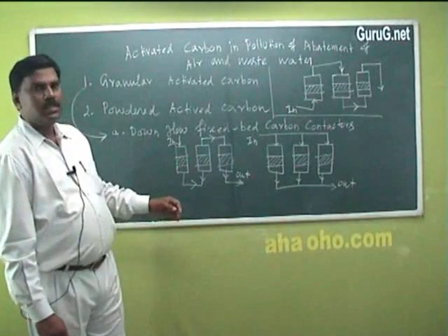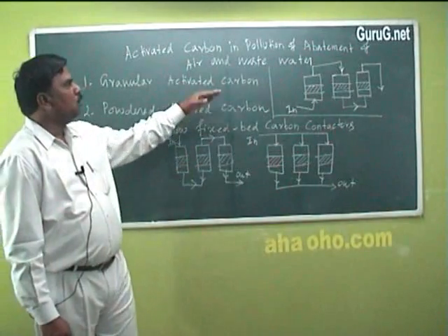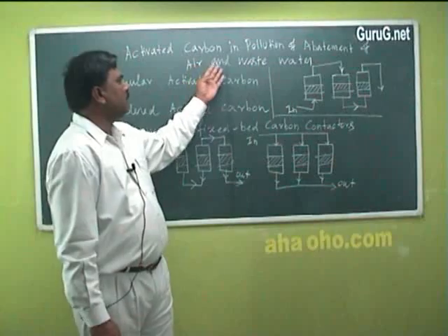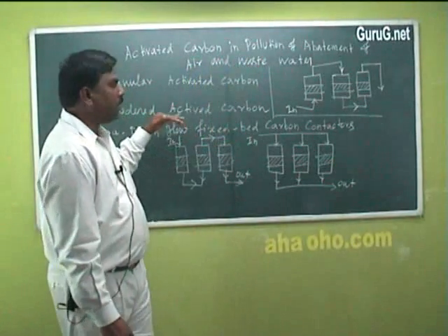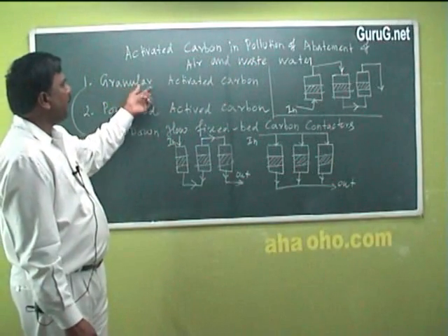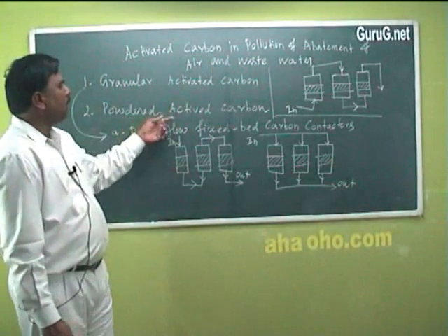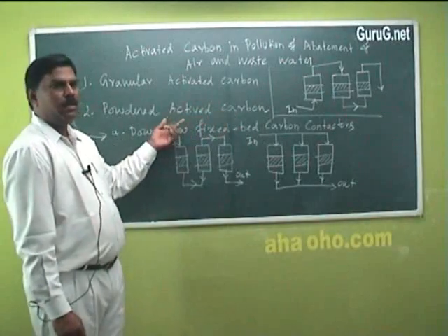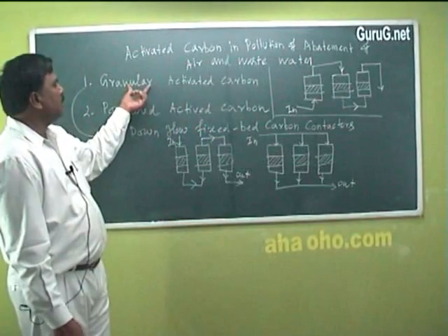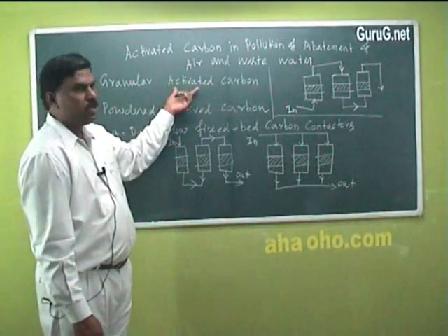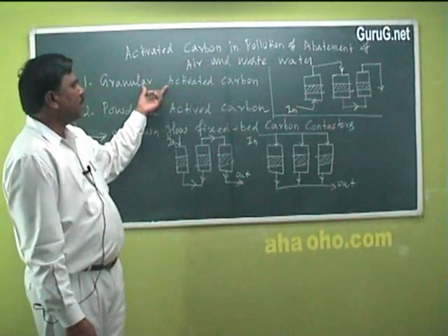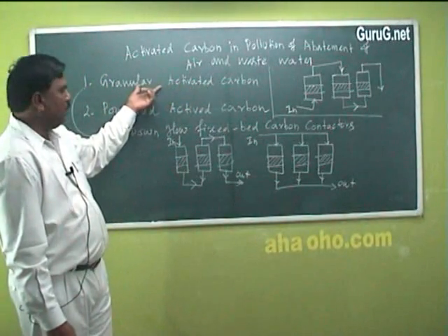Next is how activated carbon is used to reduce pollution, that is, pollution abatement of air and wastewater. There are two types of activated carbon: one is granular activated carbon, another is powdered activated carbon. Powdered activated carbon means the carbon is in the form of fine powder, while granular carbon is in the form of coarse particles.